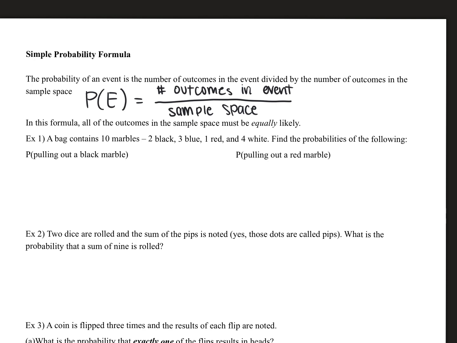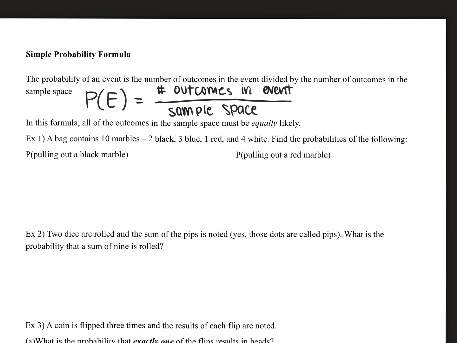In this formula, though, all of the outcomes in the sample space must be equally likely. And most of the probabilities we look at are going to be that way. We're not going to look at probabilities where you have a trick coin where heads has more than a 50% chance of occurring. So let's look at some examples.